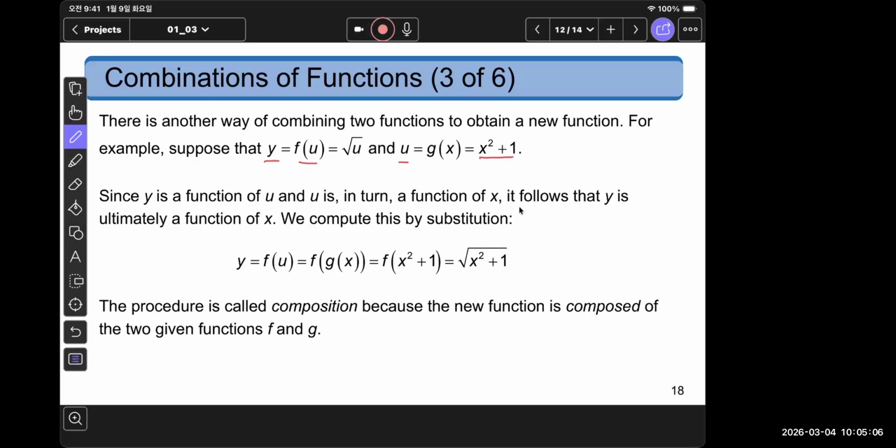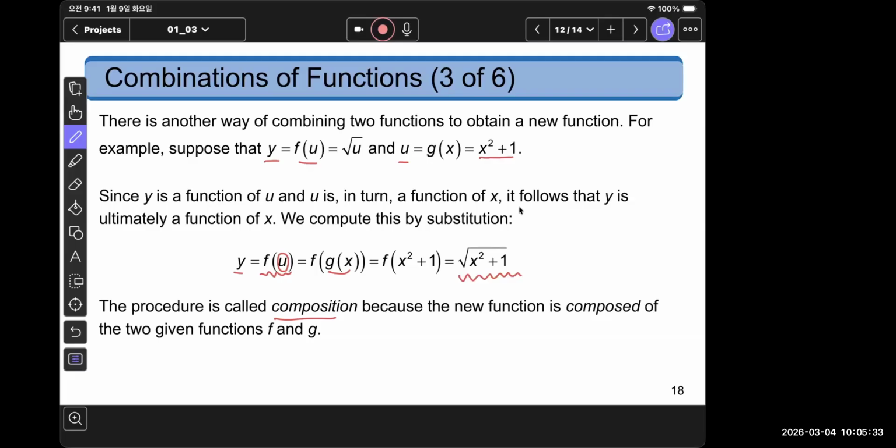So here, y is a function of u, and this u is another function of x. So by combining these two, I can create a new function. And such a procedure is called the composition of two functions. Okay. Then, what will be the domain of such a composition?